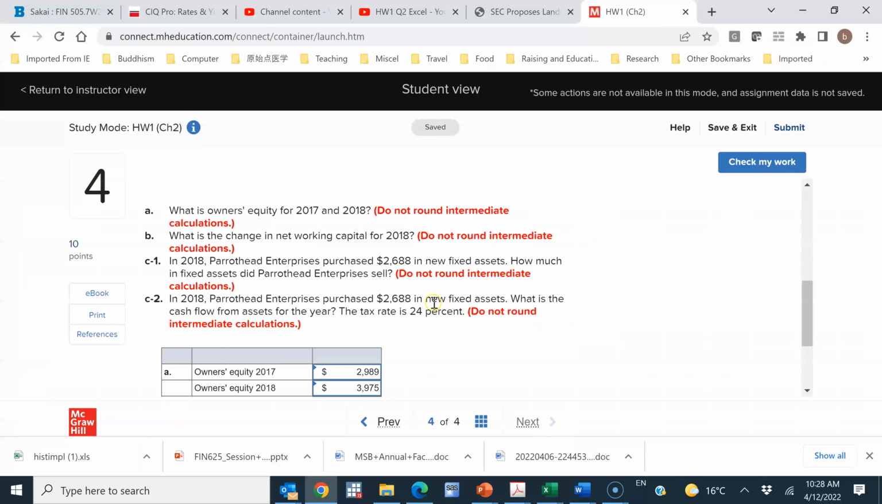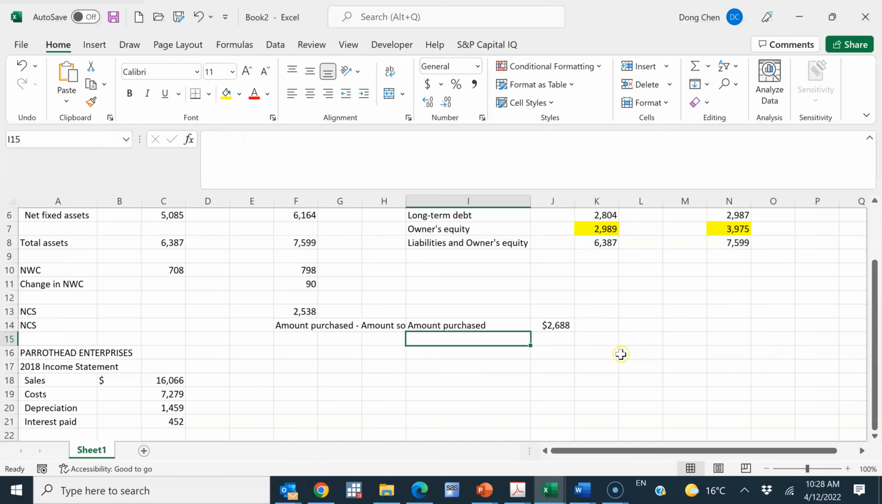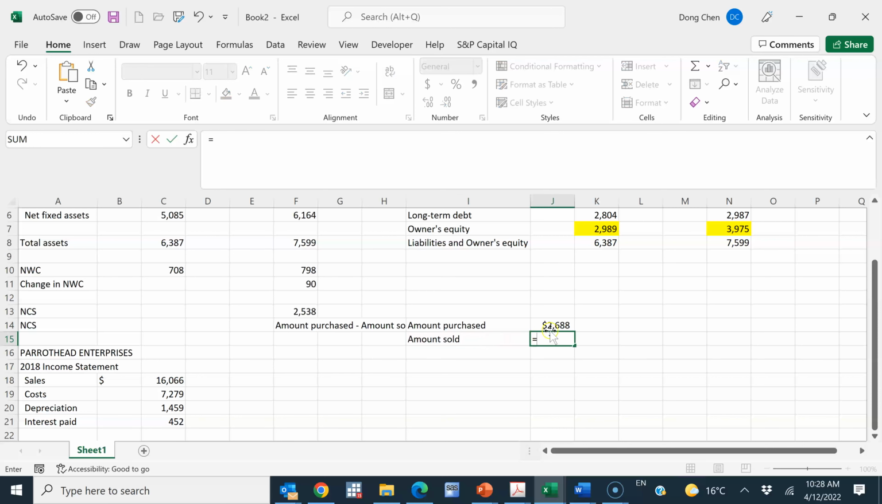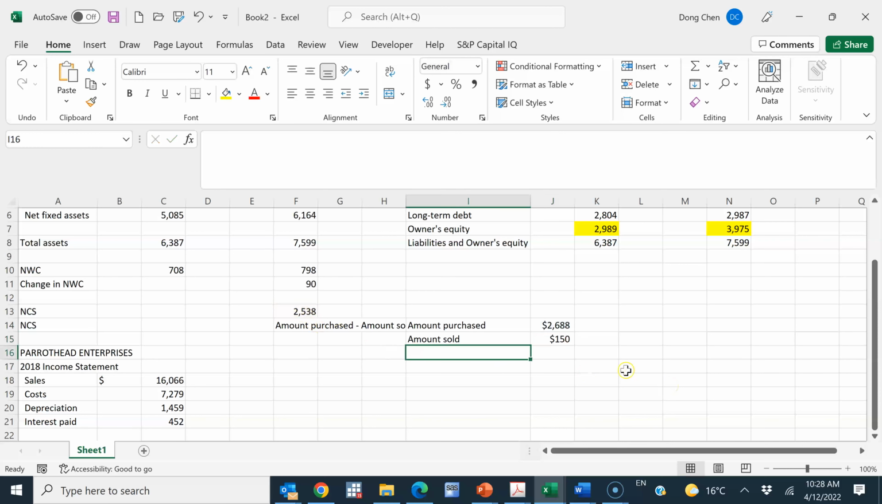All right, so the amount purchased is simply 2688. Sorry, I just typed the 2688 but I pronounced it 2988. The amount purchased minus the amount sold should be equal to this 2538. So that means the amount sold should be equal to 2688 minus 2538, which gives me 150.